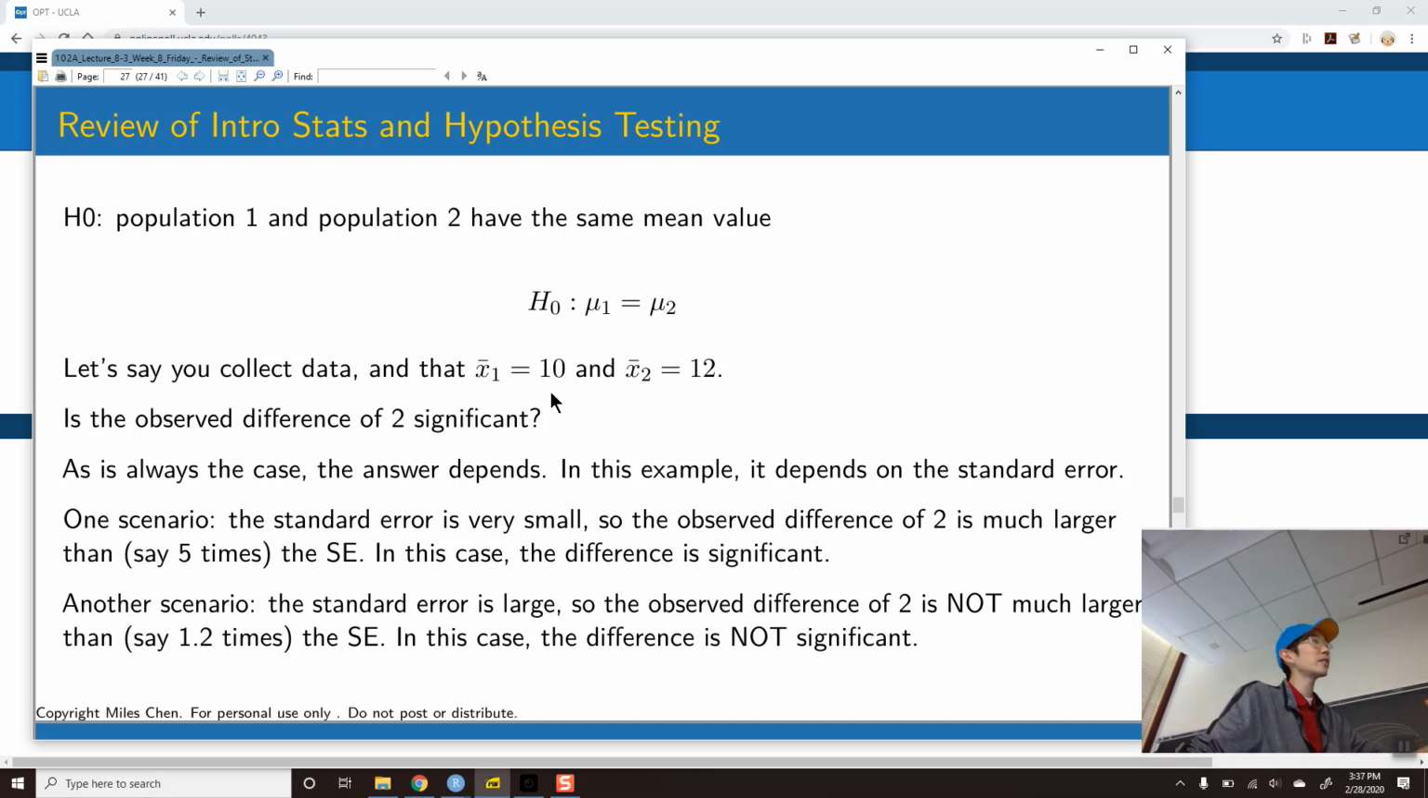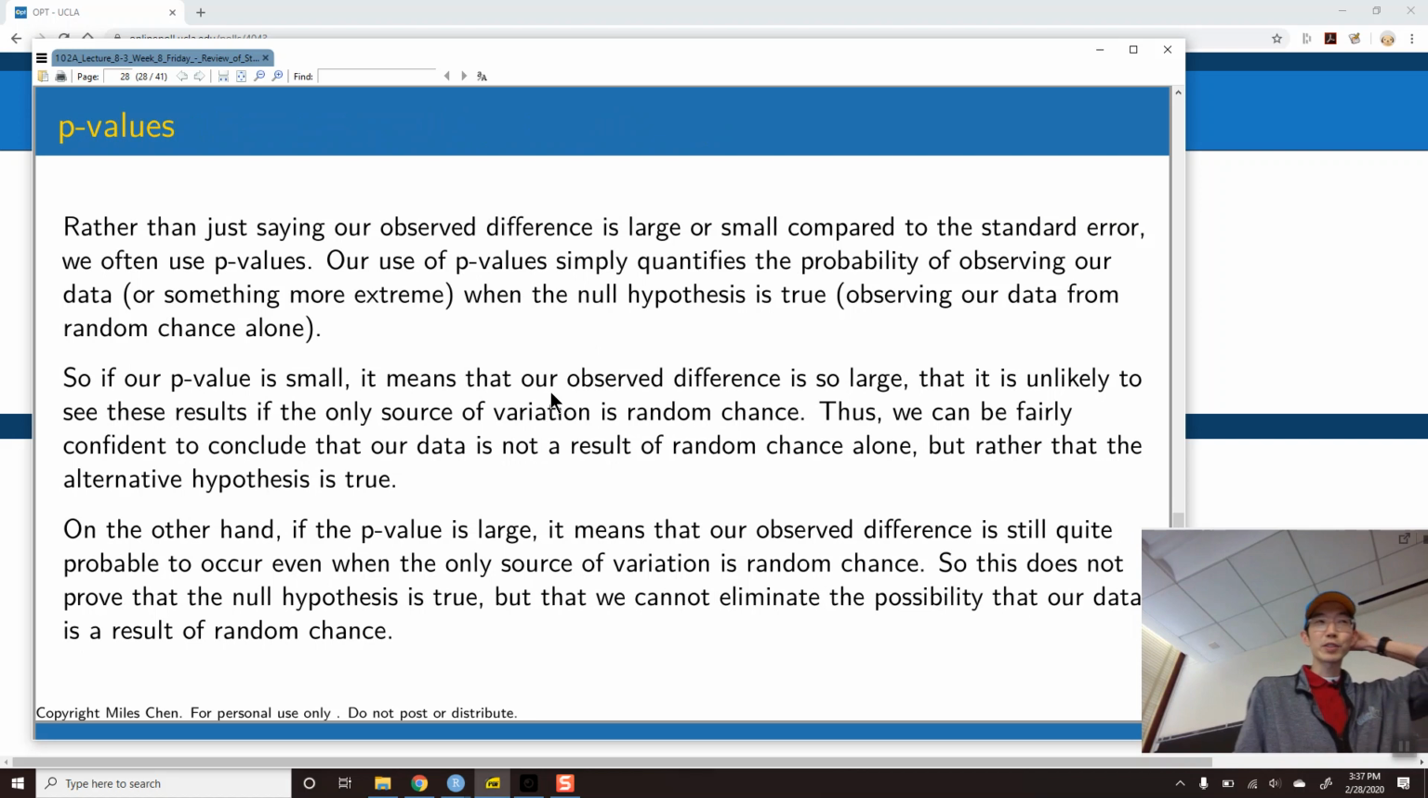On the other hand, the standard error could come back big, and so this difference of 2 points is not that big. It's maybe only 1.2 times the standard error. And in that case, the difference is not significant. So we have to do this.